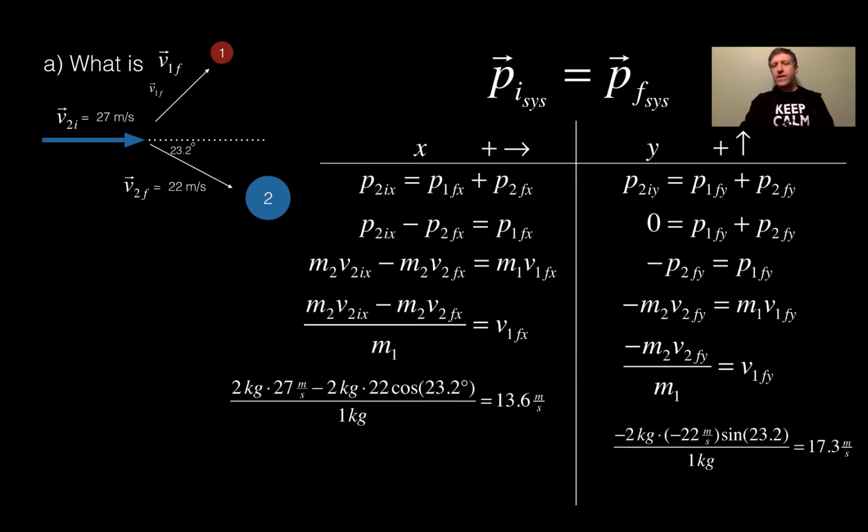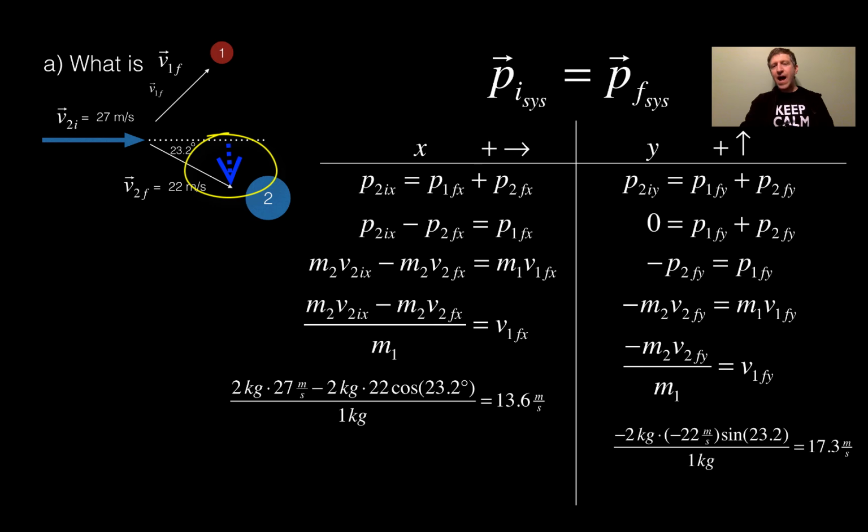And you will notice that in this step, I had negative 2 kilograms. But for V2 final Y, notice I imposed a negative sign there because in my drawing, I'm just using reference angles of 23.2 degrees instead of an angle like negative 23.2. I'm just using the reference angle. So that component of V2 final is going to be down. That's why I added that negative sign. It is going to be down. I've defined up in this picture as positive.